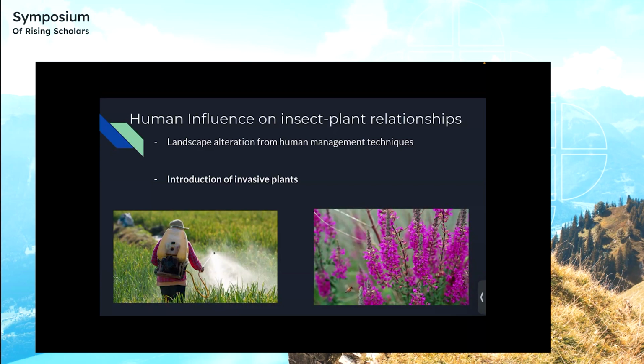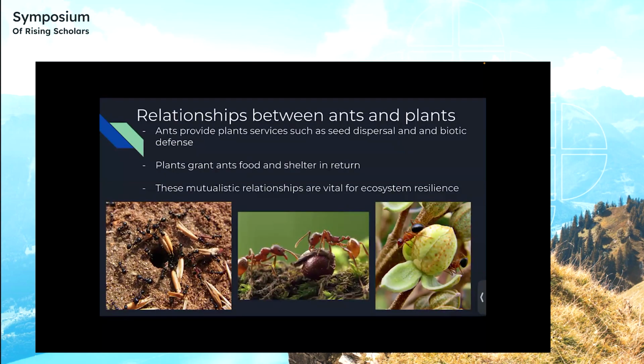So now it's time to talk about ants. Ants are ubiquitous insects, collectively constituting more biomass than all of the world's wild birds and wild mammals combined. While being ubiquitous, ants also have a plethora of interactions with plants, making them the perfect species to represent insects while evaluating the influence of invasive species and human management techniques on insects.